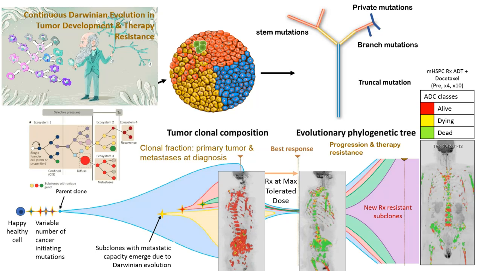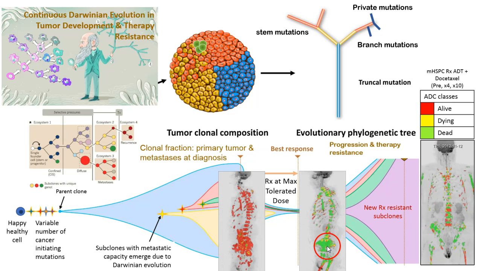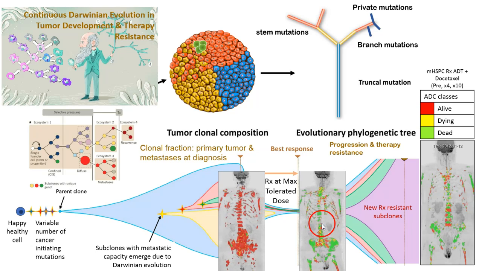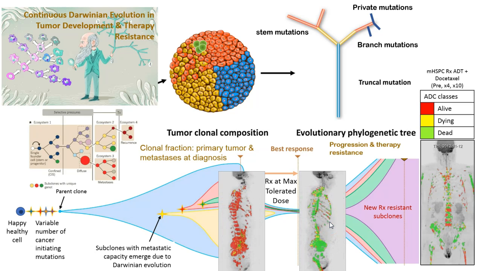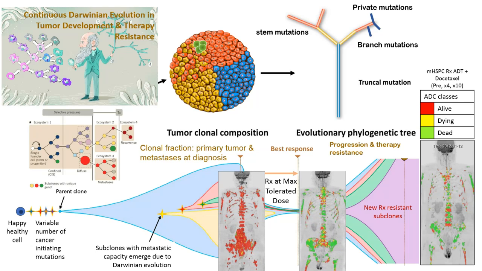Now, this is exactly what we expect because we know that clonal evolution occurs leading to therapy resistance. And if you use this technology, it's very, very common to see areas of resistance developing very early after chemotherapy.